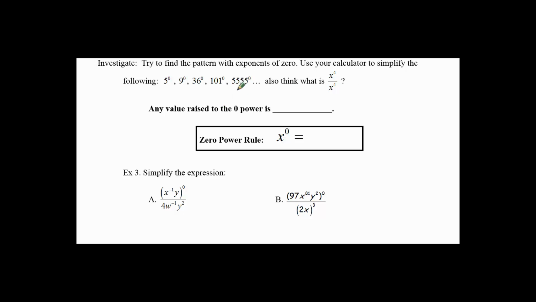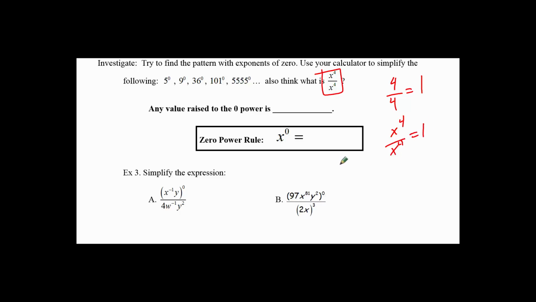Okay, so this one asks you to take out your calculator and start tossing in these powers. Feel free to do that if you'd like to. I really want to think about this version right here. What is x to the 4th divided by x to the 4th? Well, what's 4 divided by 4? Just straight up, 4 divided by 4 is 1, right? So anything divided by itself is 1. So x to the 4th divided by x to the 4th would better equal 1, right?